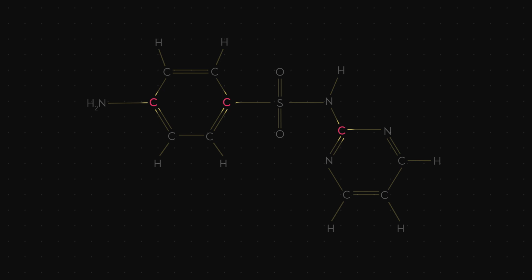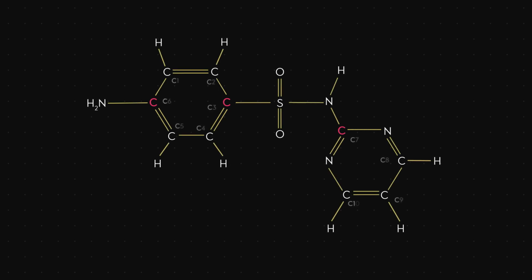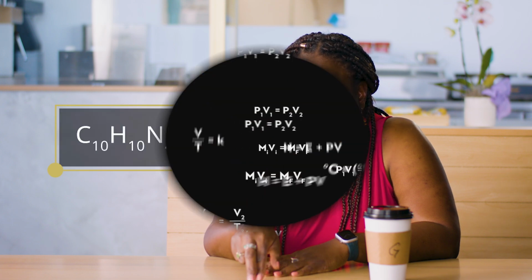Now that we know where the atoms are, we can write its molecular formula. In this case, there are 10 carbons, 10 hydrogens, 4 nitrogens, 2 oxygens, and 1 sulfur atom. Thus, the molecular formula is C10H10N4SO2. The bond orders in a molecule can also be important.